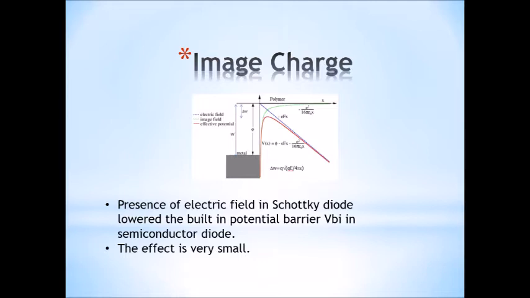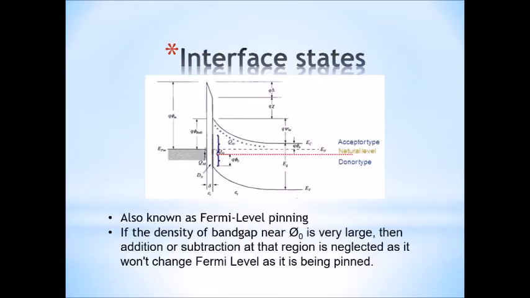There is a green graph and a red graph. The green graph shows what happens if there is no external factor or electric field near the diode. But the red graph shows the effect of the electric field on the diode when it is nearby. As you can see, the built-in potential barrier becomes lower due to the electric field, but the effect is very small. We will proceed with the other factor that affects the Schottky diode.